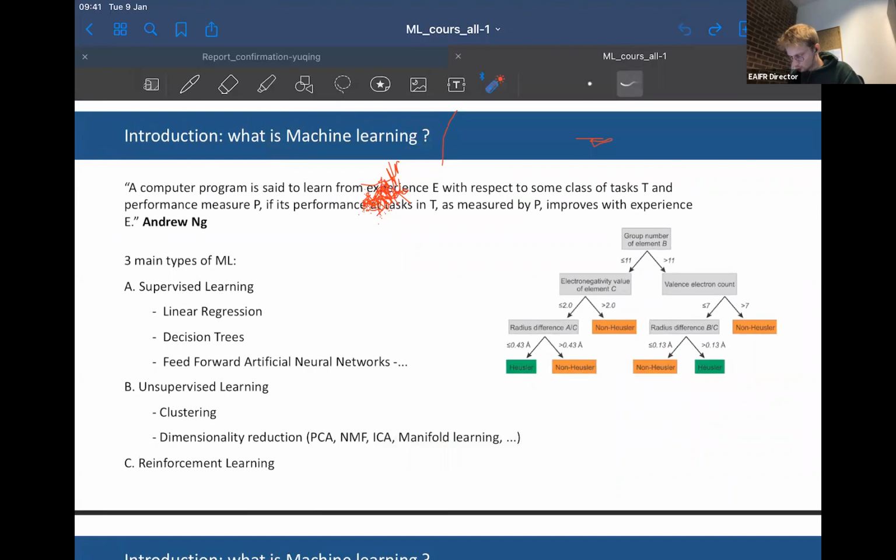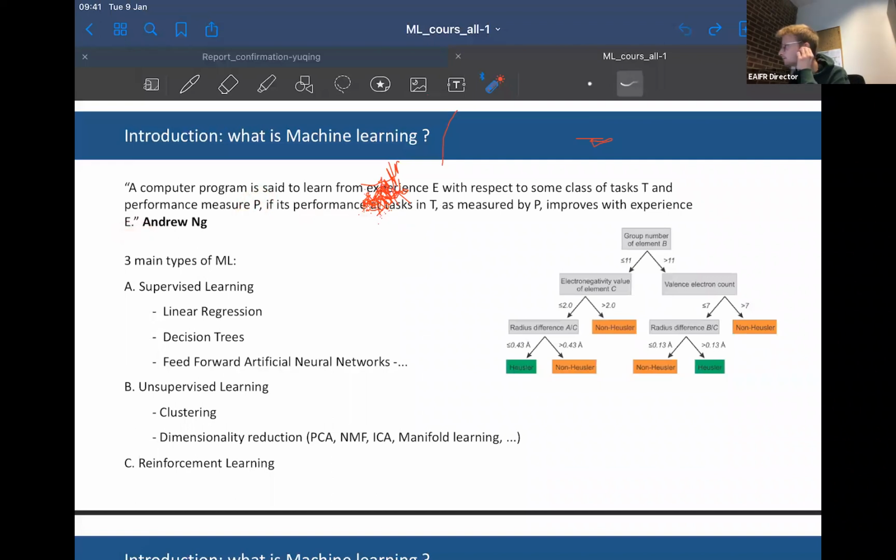There's one definition that I quite like from a professor that is very excellent at teaching machine learning, that says that a computer program is set to learn from experience E with respect to some class T and a performance measure P if its performance at task T, as measured by some criteria P, improves with experience E.